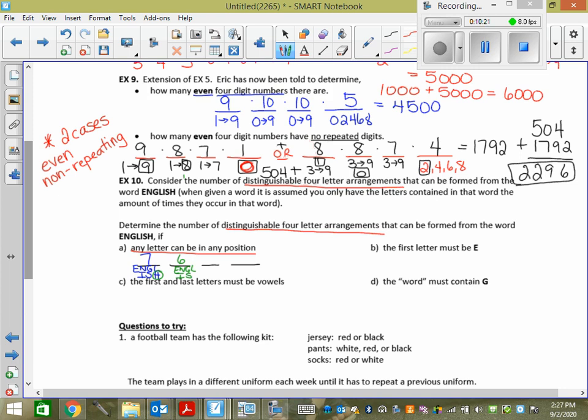Then say I hold the S. For the next blank, I would have ENGLI. So I would have 5. Then say I hold the I, I have ENGL, which is 4. Yeah? Why would you hold it if you can have any letter?